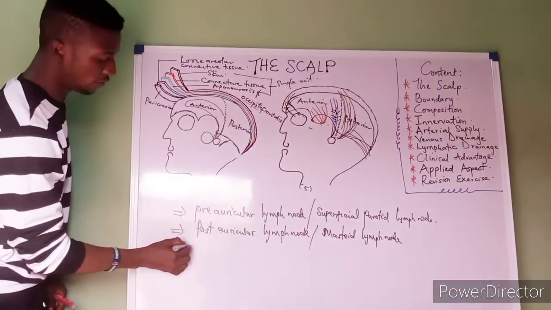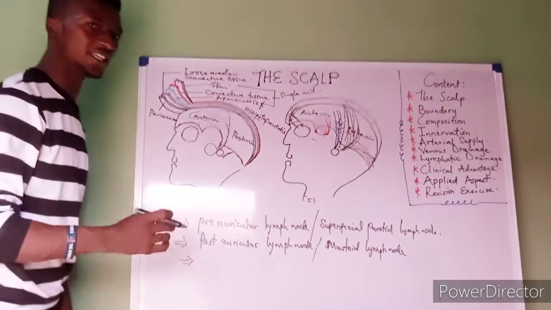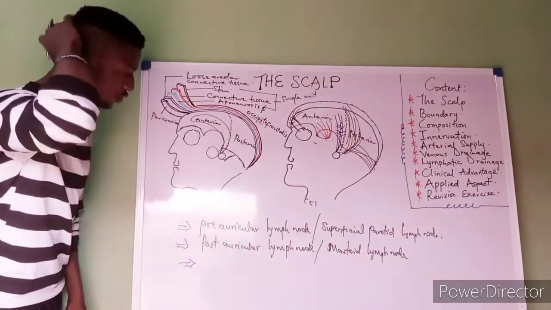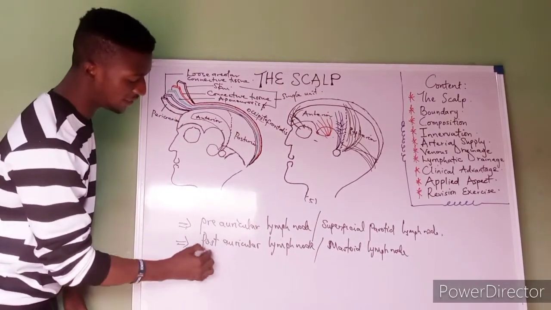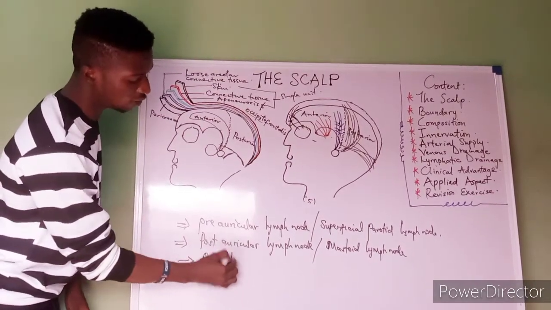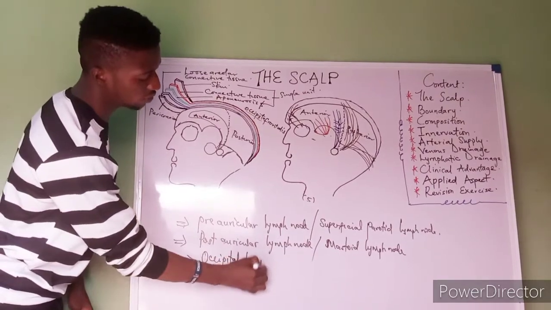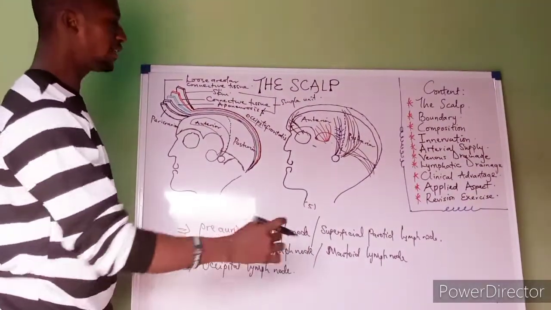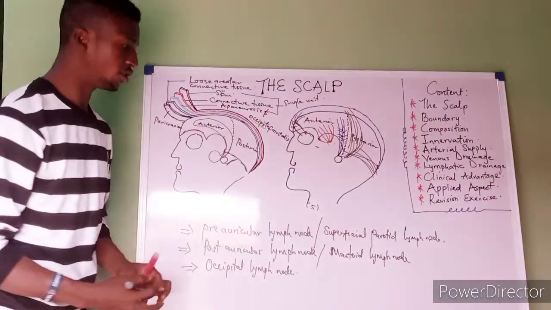Mastoid lymph node. The third one is that you have it in the posterior region. The posterior region is drained by the occipital what? Occipital lymph node. We've covered the aspect of the lymphatic drainage. Let's move to the clinical advantage.